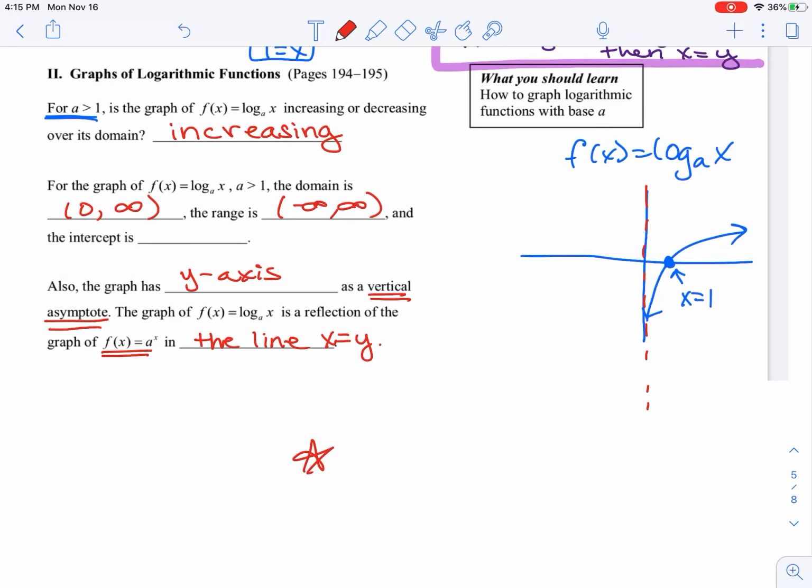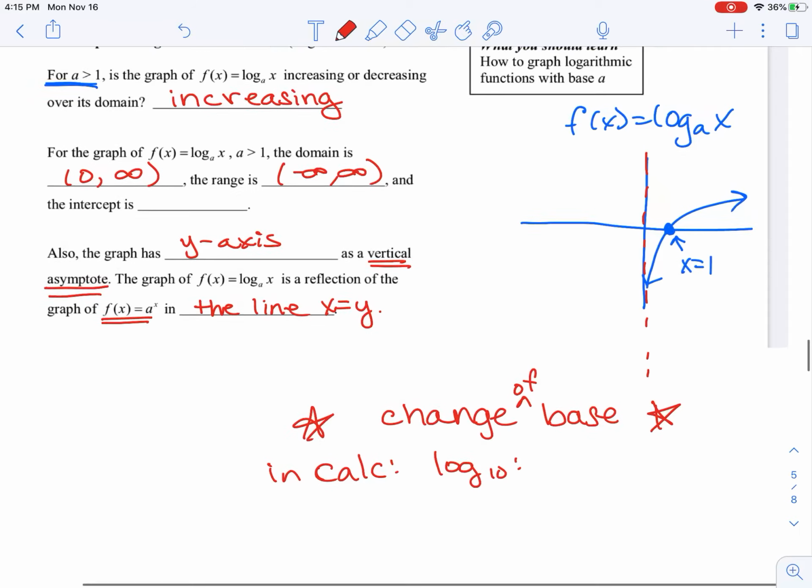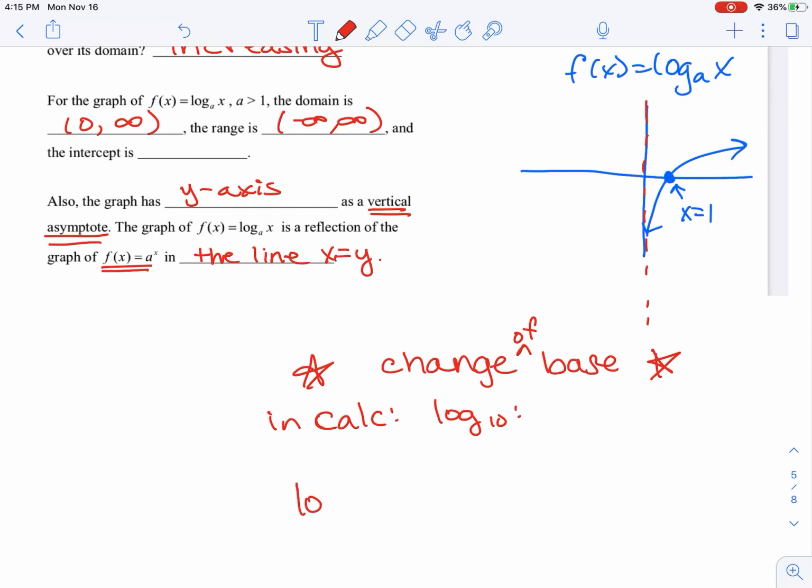Just really quick, I want you to have this. In order to change the value of the base, we call this change of base. Your log key in your calculator is already set as a log base 10, so this is how you're going to change your base. If you want log base b of some number x, you take the common log of x divided by the common log of b.